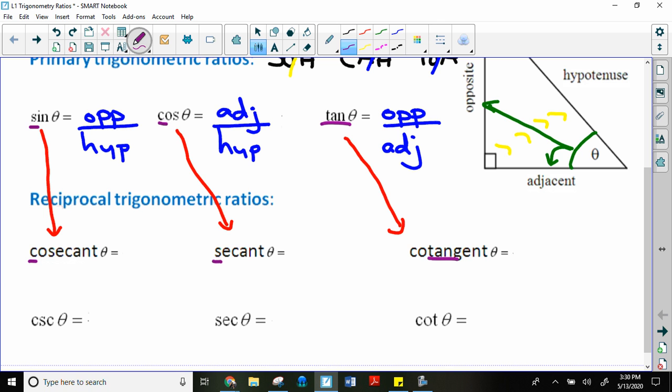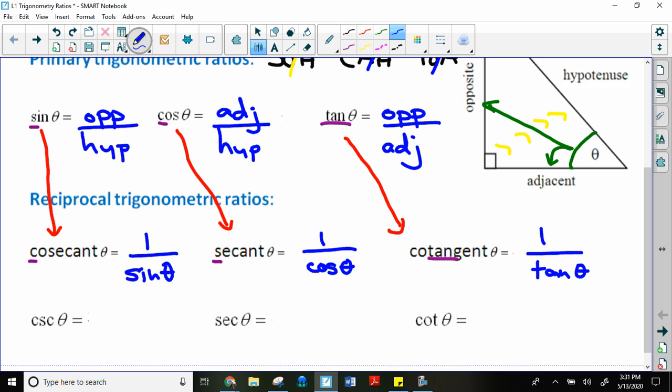Okay, so what these are is they are a reciprocal, a flipped fraction of our original. So cosecant is actually 1 over sine of theta, because sine of theta is over 1, we're flipping it. Secant is actually 1 over cos of theta. And then cotangent is 1 over tan theta.